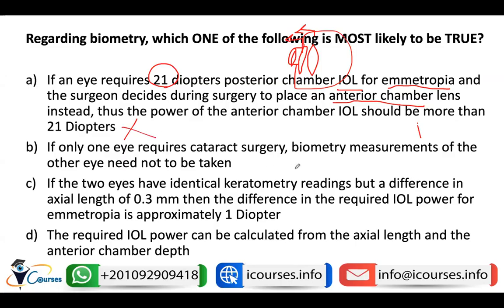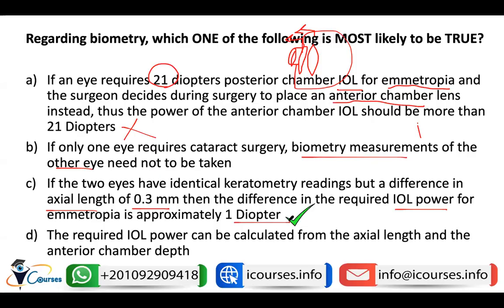If only one eye requires cataract surgery, it is advisable to do biometry for both eyes. This can detect any similarities in the axial length or in the keratometric reading, especially if the readings are suspicious, like very high or very low axial length or keratometric reading. Then it is advisable to compare between both eyes. If the two eyes have identical keratometry, but the difference is only in the axial length, like 0.3 millimeter, then the difference in the intraocular lens power will be around 1 diopter. This will be the true answer.